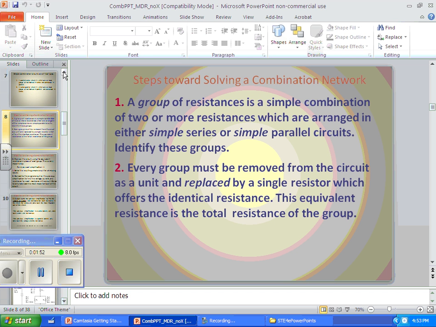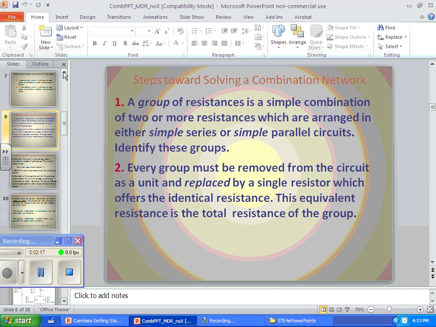Okay. Now, this is the important slide. Steps towards solving a combination network. Number one, identify groups of resistors in simple combinations of two or more resistors which are arranged in either simple series or simple parallel circuits. You have to, in other words, identify what you're looking at. Are we looking at a parallel branch or a series branch? And how can we tell? Well, we're going to come to that in a second.